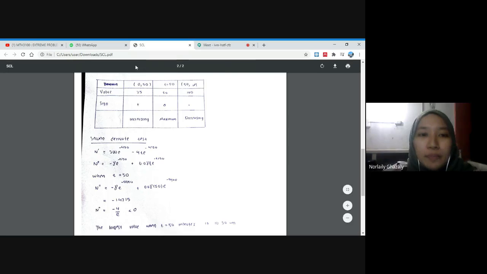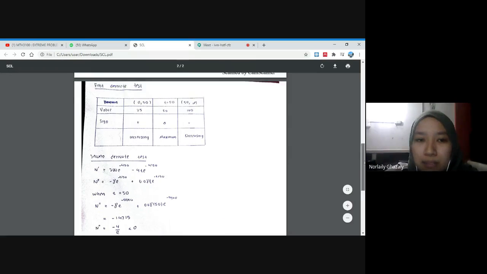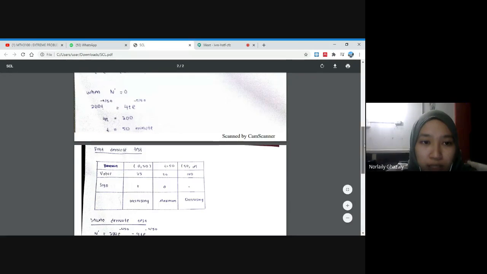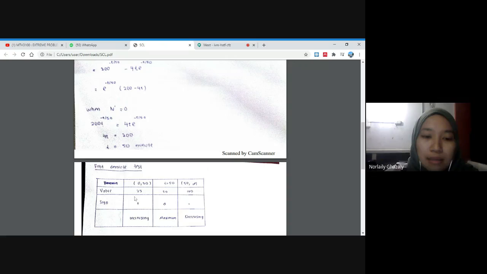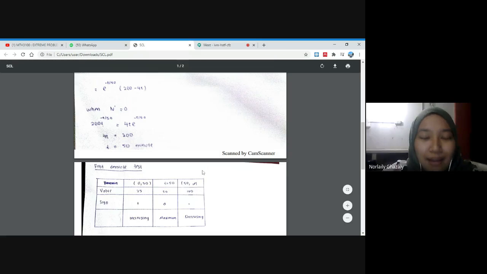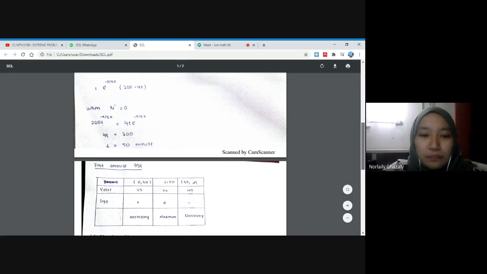So here, I substituted these values into our first derivative answer. I got the answer positive 60, so the sign is positive and the behavior should be increasing. Next, I substituted 100 in this equation. I get negative 27. So I put the sign here as negative, and the behavior is decreasing.